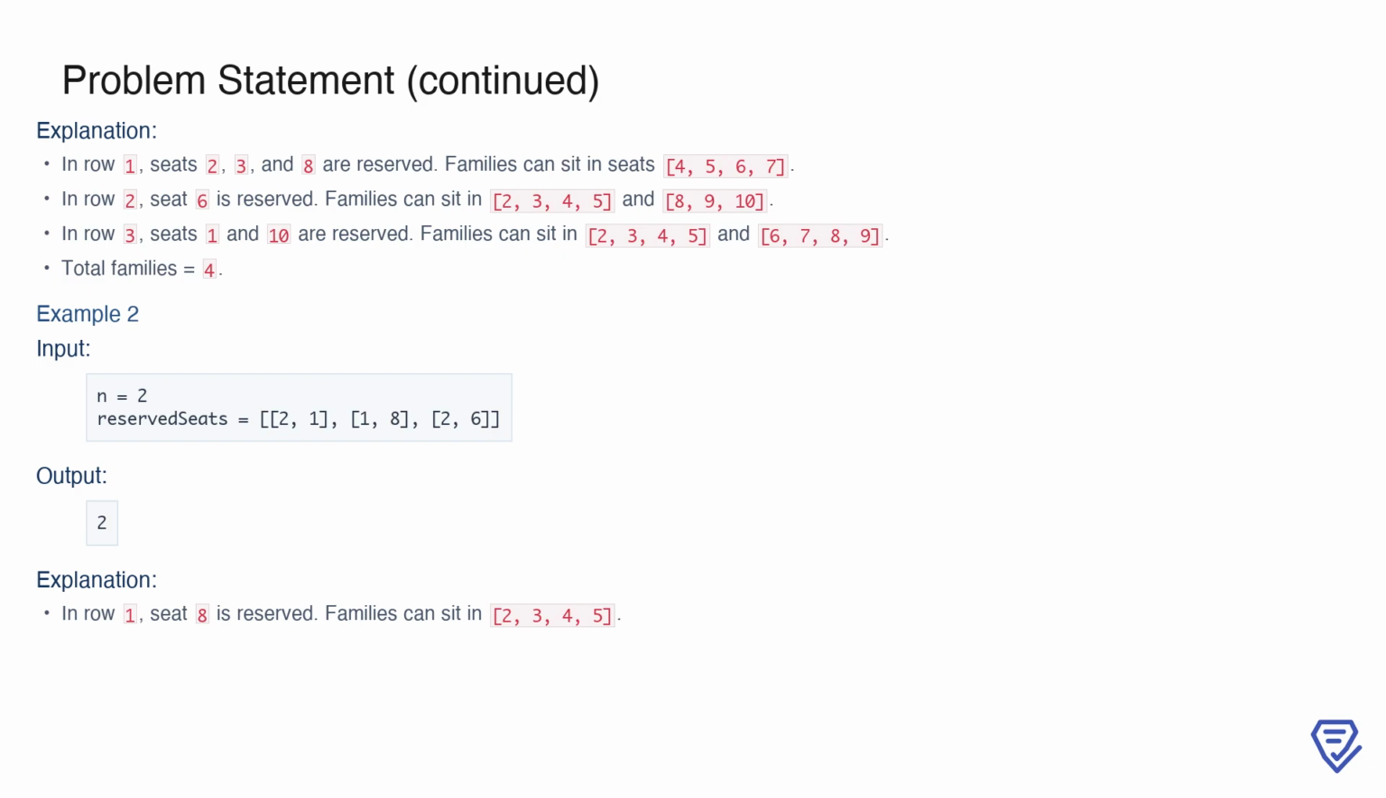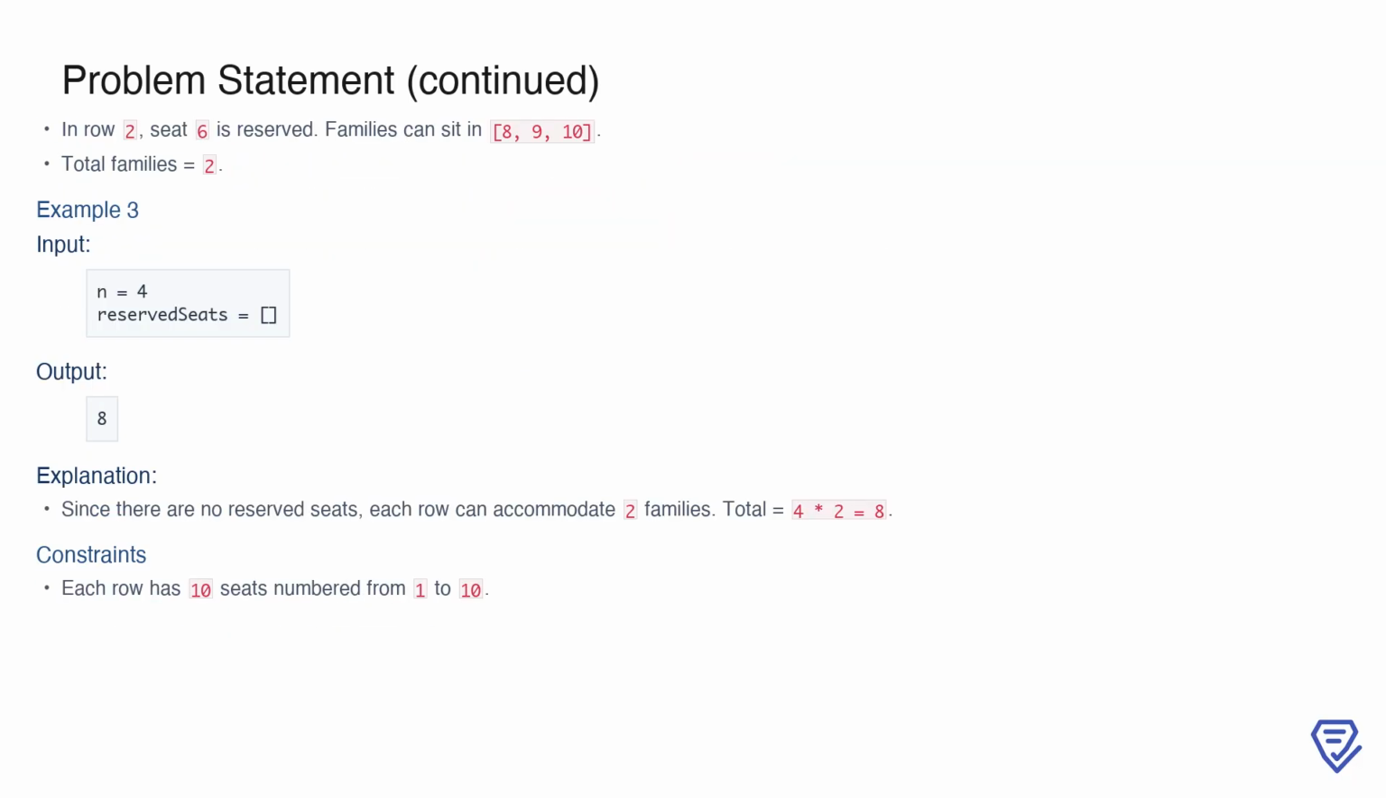In the second example, there are 2 rows, and the reserved seats include row 1 seat 8 and row 2 seat 6. Here, row 1 only has space for 1 family in block 2, 3, 4, 5, and row 2 only has space for 1 family in block 8, 9, 10, resulting in an output of 2 families. As we saw, the reserved seats prevent more than 1 family from sitting in each row.